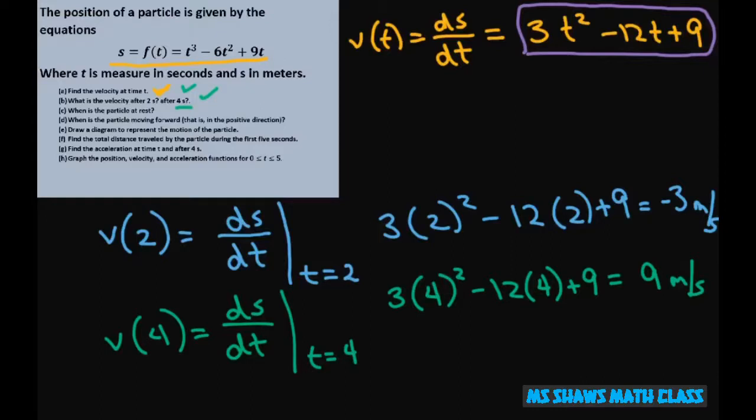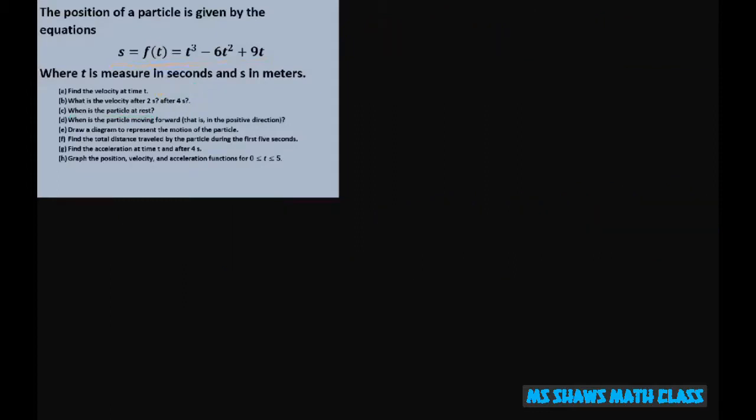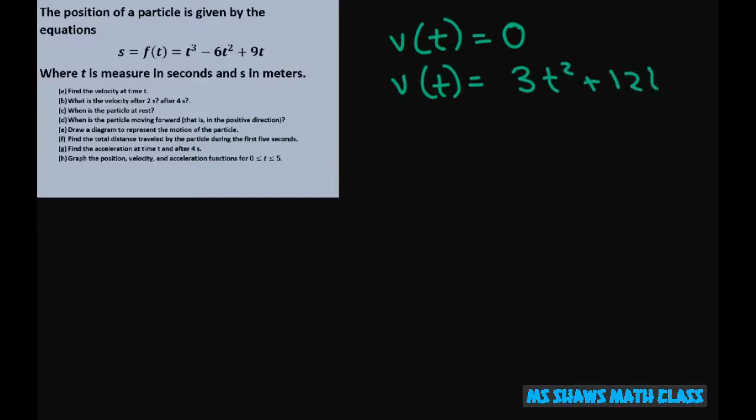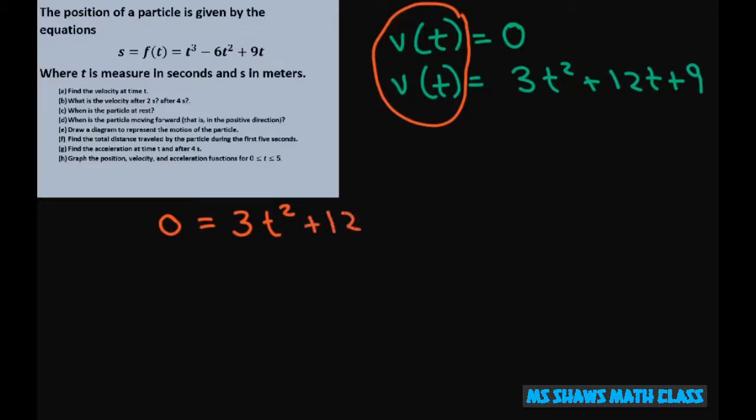Now we're going to determine when the particle is at rest. When it's at rest, that means v of t equals 0. We also know that v of t equals 3t squared minus 12t plus 9. These are the same, so we set them equal to each other: 0 equals 3t squared minus 12t plus 9. And then we solve for t.